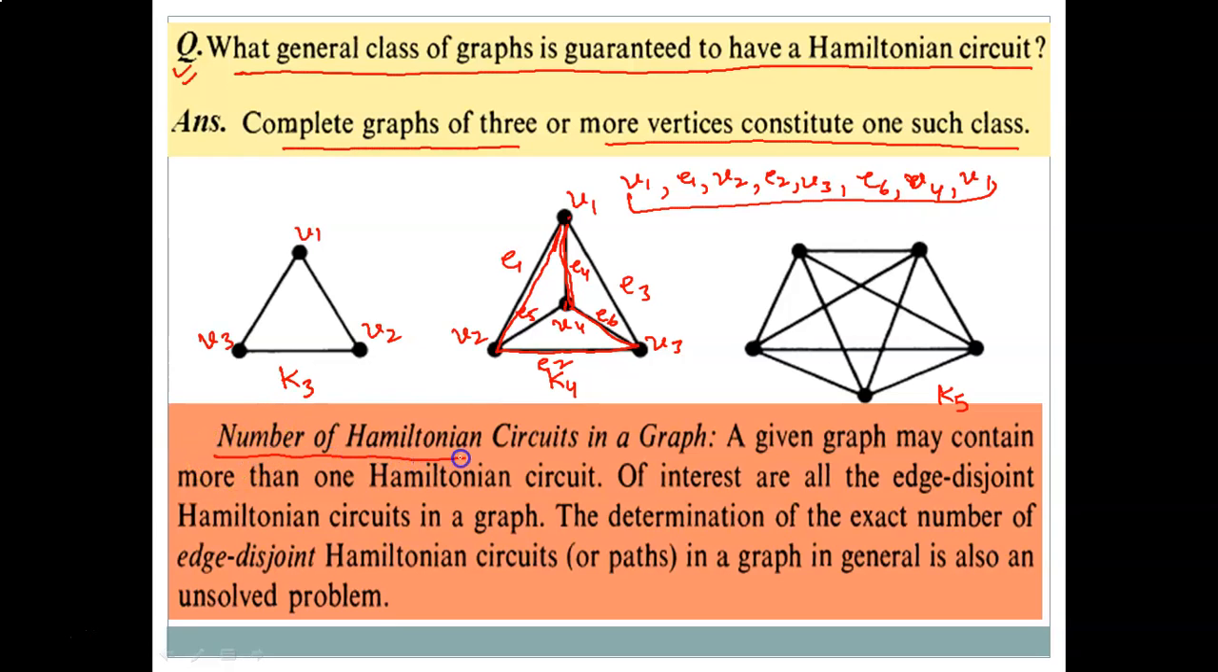Now about the number of Hamiltonian circuits in a graph. A given graph may contain more than one Hamiltonian circuit. As we have seen, of interest are all the edge disjoint Hamiltonian circuits in a graph; the determination of the exact number of edge disjoint Hamiltonian circuits in a graph in general is also an unsolved problem. That means in a given graph, it is not possible to find the exact number of edge disjoint Hamiltonian circuits or paths. So this problem is still unsolved.